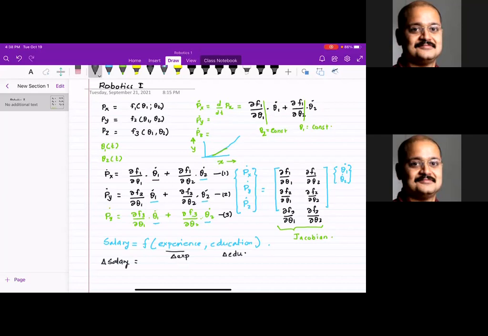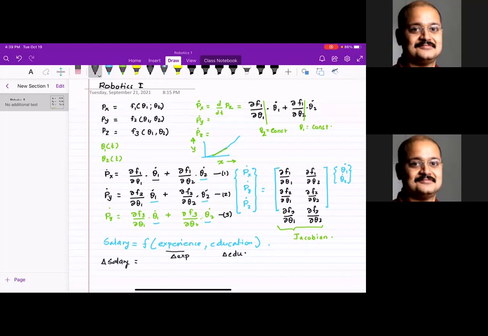Okay, well, this is actually a true example. So now the question is, what should I do? I want my salary to increase. Should I go and get more experience, or should I go and get more education?